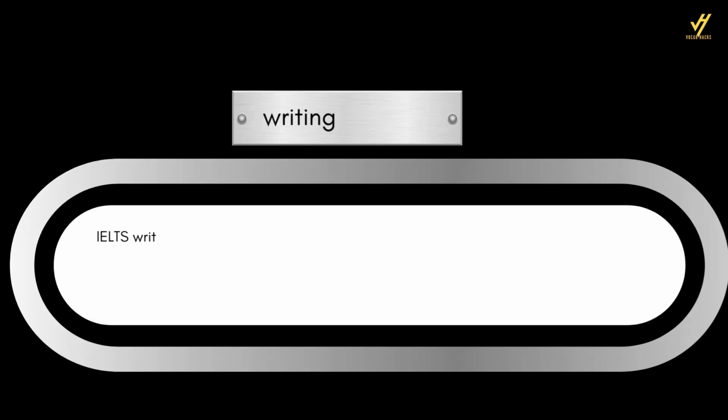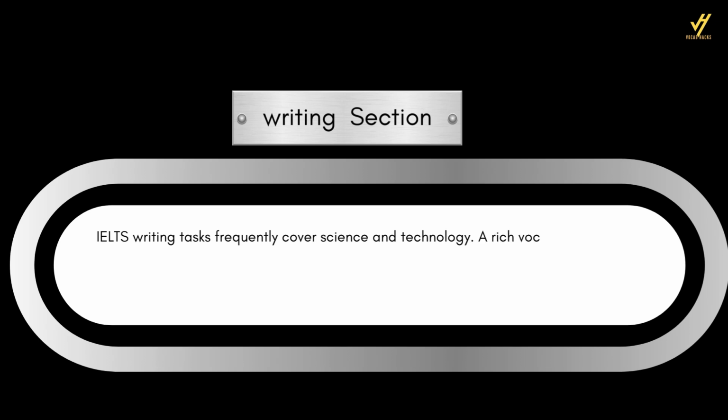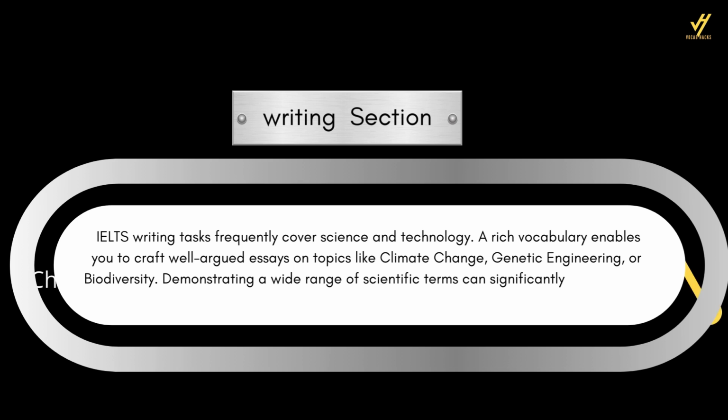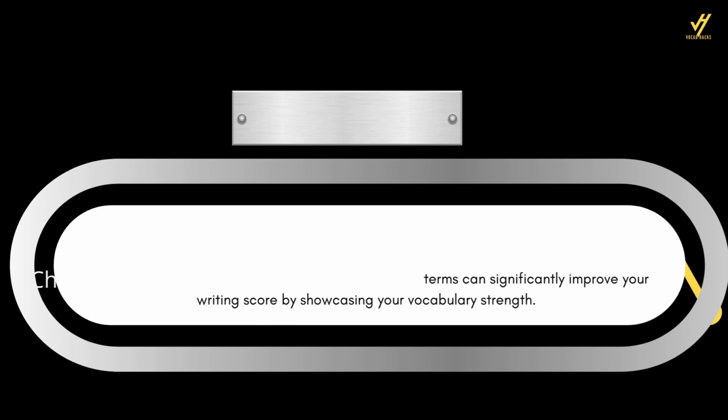Writing section. IELTS writing tasks frequently cover science and technology. A rich vocabulary enables you to craft well-argued essays on topics like climate change, genetic engineering, or biodiversity. Demonstrating a wide range of scientific terms can significantly improve your writing score by showcasing your vocabulary strength.